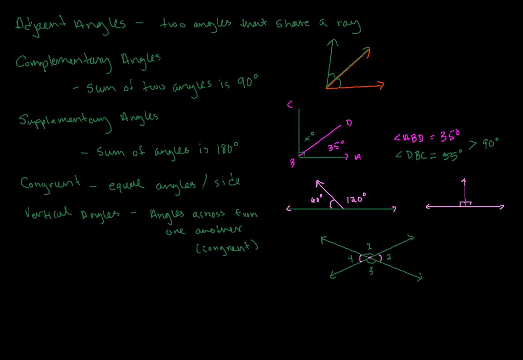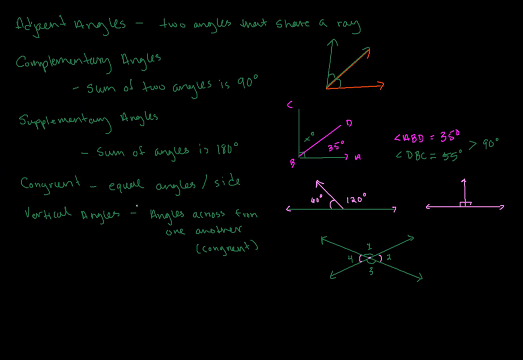You can also see here that you've got this 180. You've got supplementary adjacent angles between 4 and 1, 4 and 3, 3 and 2, 1 and 2. So you can see that this relationship is there as well.